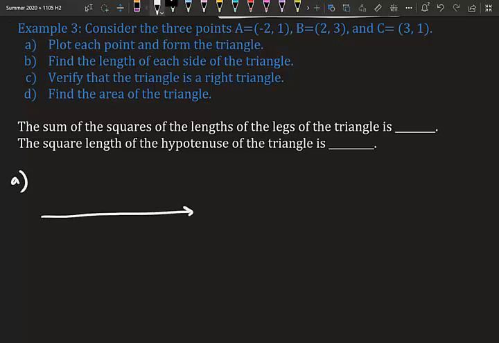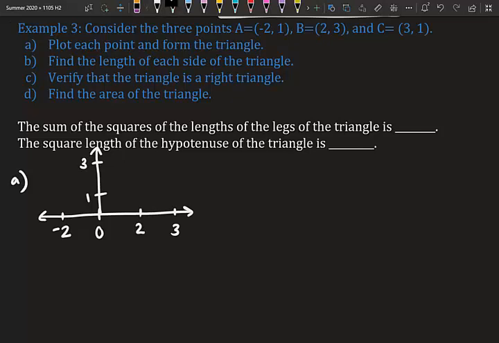So for my x's, I'm going to have negative 2, 2, and 3. Those are the only x's I literally have. And in the middle, isn't there a 0? All right, there's always a 0 in the middle. And then for the y's, so for my y-axis, I have 1, 3, and 1. No negative numbers. So I'm only going to put 1 and 3. That's all I need.